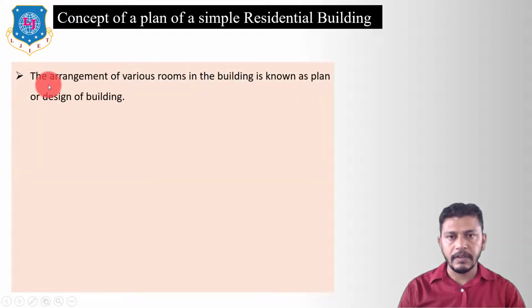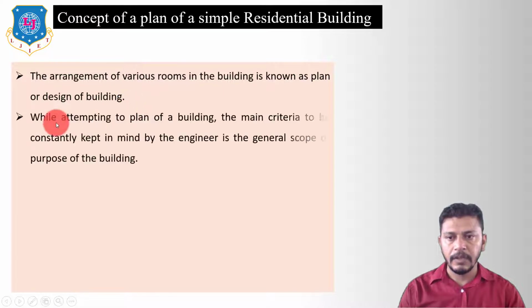So the first thing that we are going to keep in mind is the arrangement of various rooms in the building. We can say that the arrangement of various rooms in the building is known as the plan or design of the building. While attempting a plan of a building, the main criterion to be constantly kept in mind by an engineer is the general scope or purpose of the building.